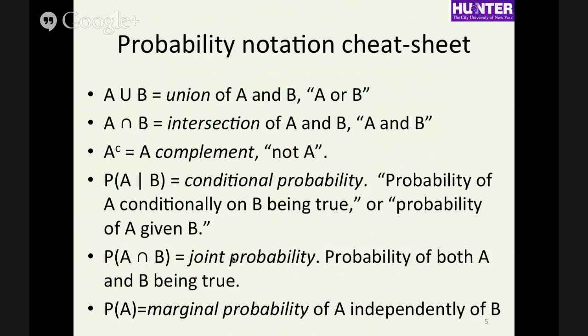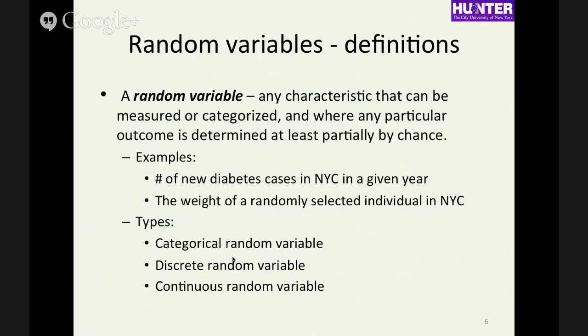All right, your probability notation cheat sheet, just so you have it with you. Union, intersection, complement, conditional probability, the joint probability or the intersection, and the marginal probability. Lots of fancy words that have a simple meaning. Okay, so unless there are more questions about that, I'm going to go on to random variables now.